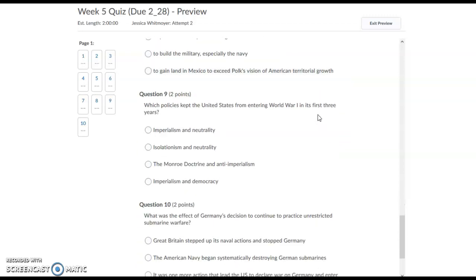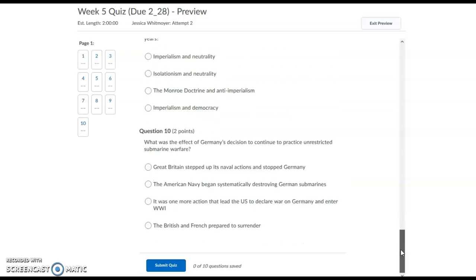Question 9. Which policies kept the United States from entering World War I in its first 3 years? Imperialism and neutrality, isolationism and neutrality, the Monroe Doctrine and anti-imperialism, imperialism and democracy.